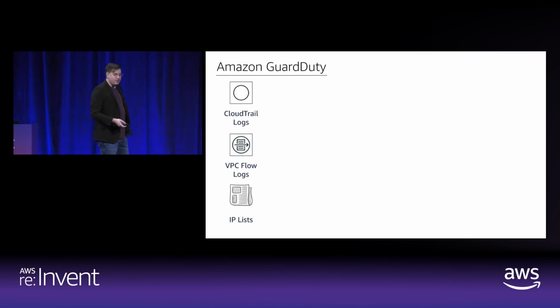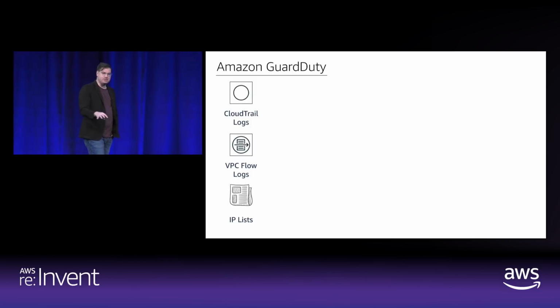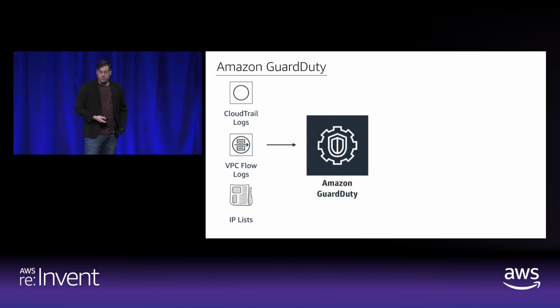Next up, we've got GuardDuty. GuardDuty is looking at your AWS account. So Inspector looks at your EC2 or ECS instances. GuardDuty is looking for issues in your account. It does that by checking out your CloudTrail logs, your VPC flow logs, and custom IP lists that you give it. GuardDuty runs continuously, which is nice. Once you turn it on, it's always looking at that account, its information.